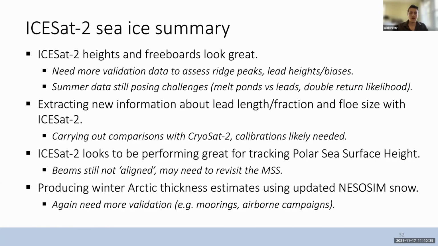I think I'm running out of time. So just to summarize on the ICESat-2 work, the ICESat-2 heights, ATL07, and freeboard, ATL10, just really look good. Obviously, we need to do more validation work. We need to assess things like the ridges, the real small-scale features, and how well ICESat-2 is picking those out, and how well we're capturing and calculating the heights of all those leads.